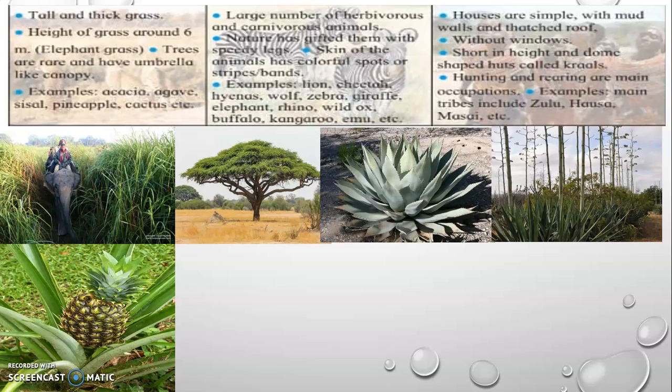Then there are other plants found over there, like acacia, which you can see in the picture. Second is the agave. It is like a bamboo shoot which has been coming up. Then you have the sisal plant in the next picture. Then you have the pineapple. So acacia, agave, pineapple, it is a similar type of plantation, tall thick sticks. Pineapple is there, and cactus, which you all know.